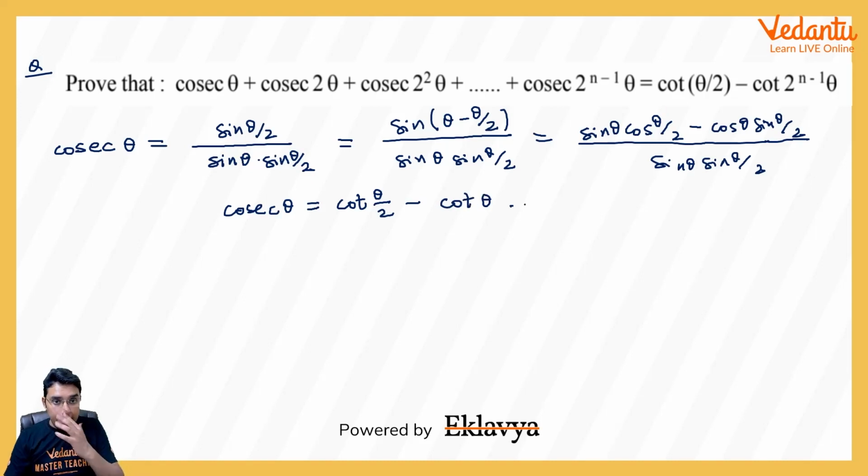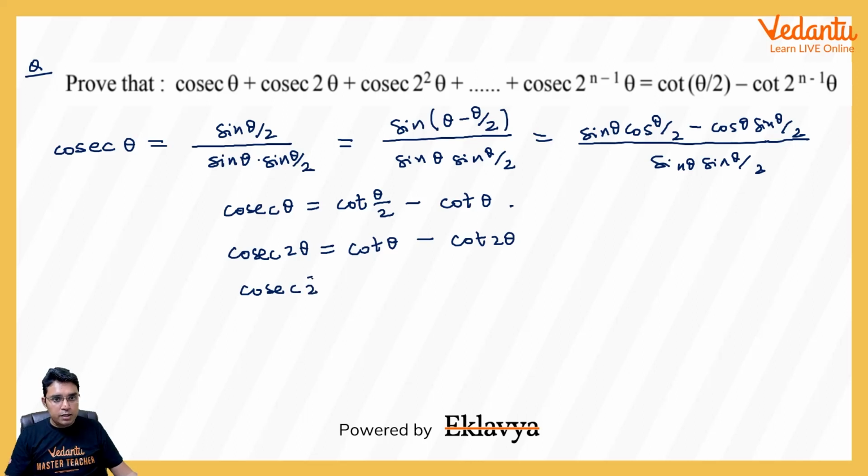Okay, so here you can see if cosecant theta is this, then same way if we write cosecant of 2 theta, it will be cot theta, because theta is changed with 2 theta, so cot theta minus cot of 2 theta here. Similarly, if cosecant of 2 square theta is to be done, it will become cot of 2 theta here minus cot of 2 power 2 theta here, and so on and so on.